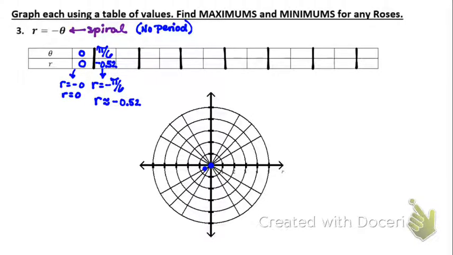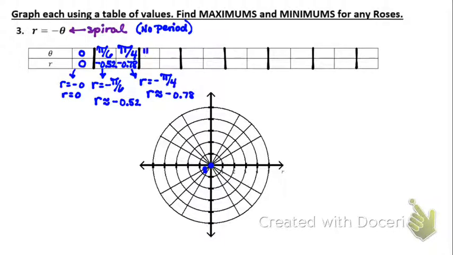What's our next angle measurement we're going to substitute in? Pi over 4. So I substitute that in. R is negative pi over 4, which is about how big? 0.78. Don't forget the negative on the beginning, because negative was part of our rule here. Negative 0.78. So again, I need to move backwards. It's getting closer to the 1, but still not there yet.